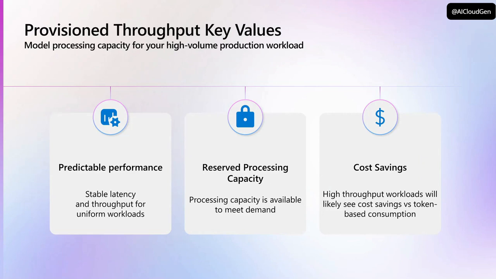The provisioned throughput units feature is a new Azure OpenAI feature that allows customers to reserve and deploy model processing capacity for running high volume workloads. It provides predictable performance and reserved processing capacity, and for high throughput workloads, you will start to see cost savings in comparison to the token based pay as you go pricing model.